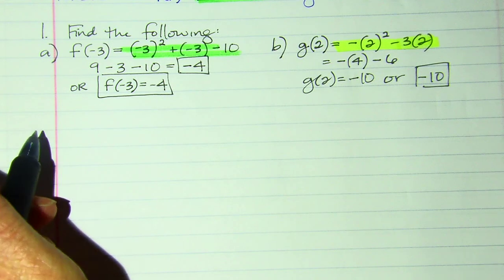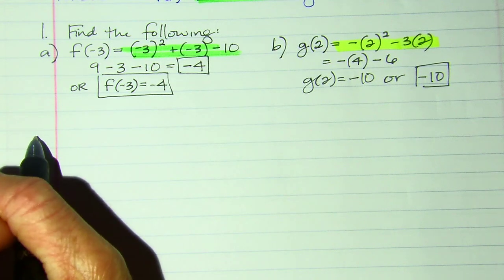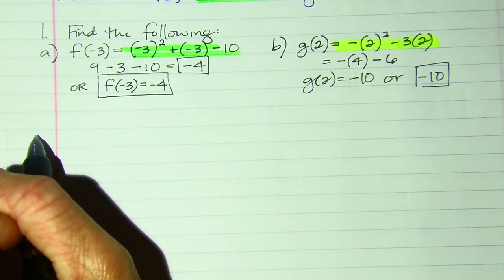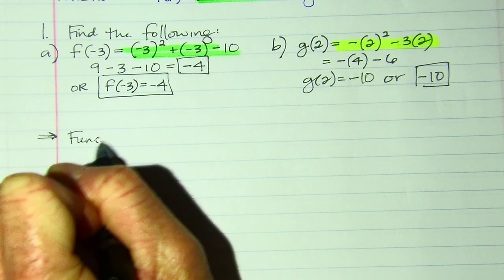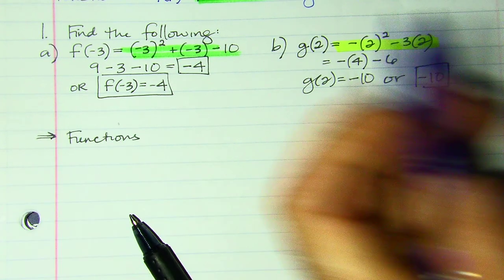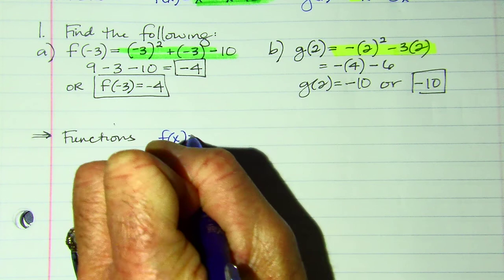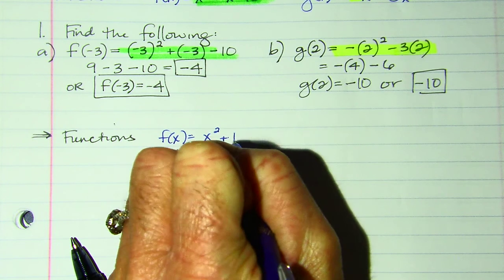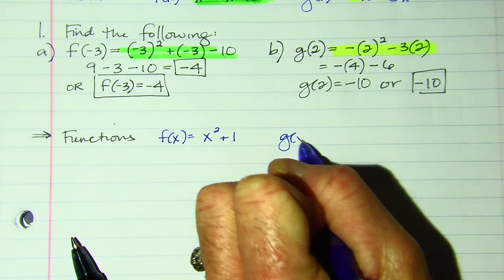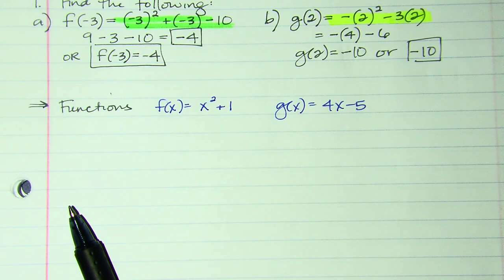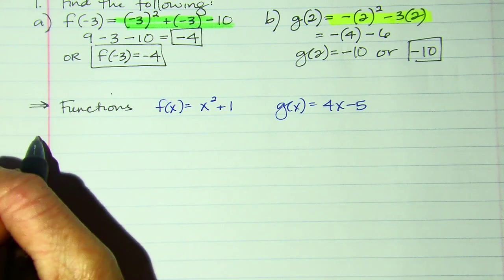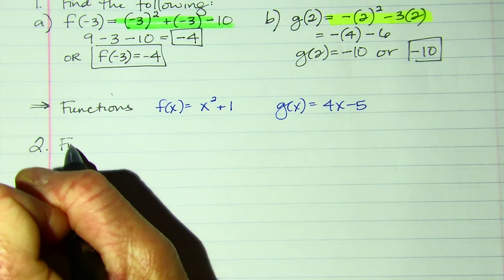I'm going to give you 2 new functions. So we're going to change it up. The function f of x is x squared plus 1, and the function g of x is 4x minus 5. So for these, I'm going to be substituting in my functions, not just a number. So find the following.